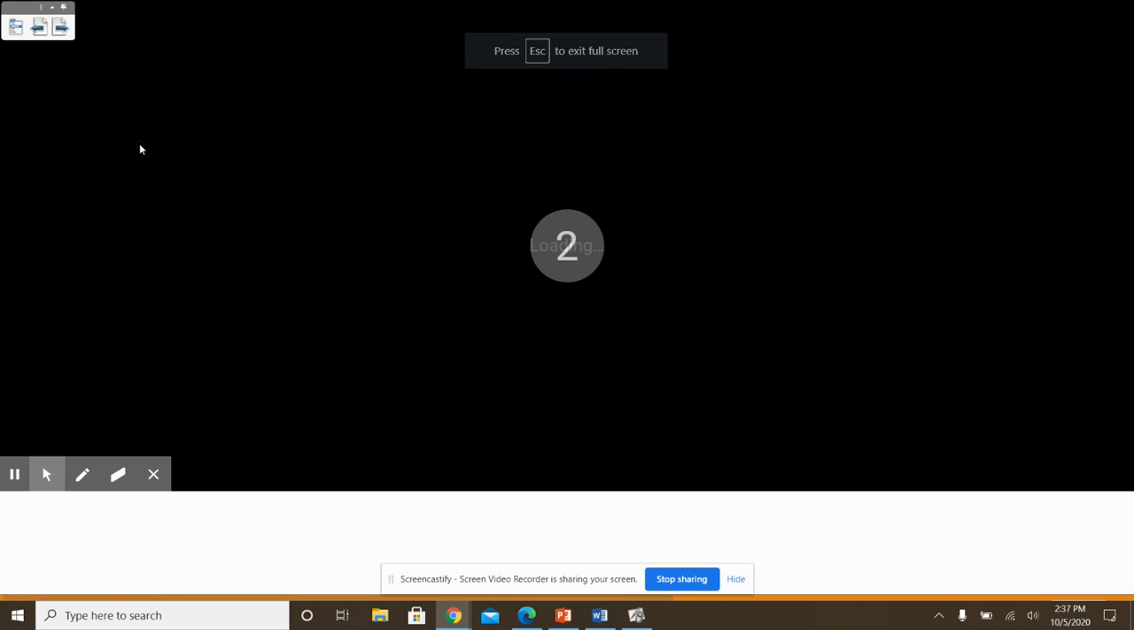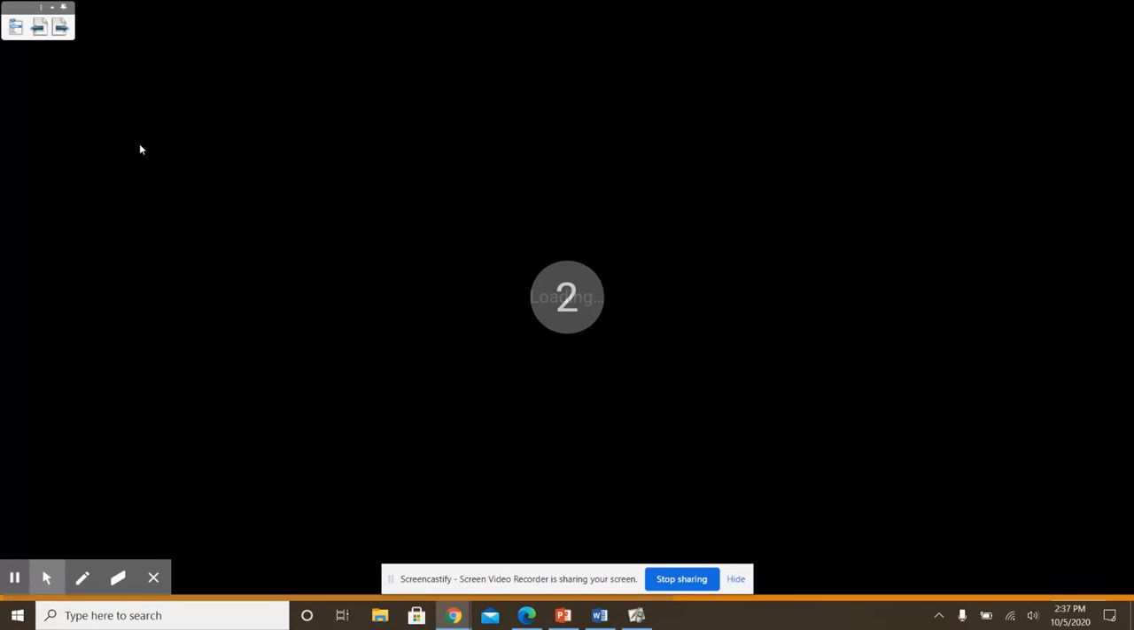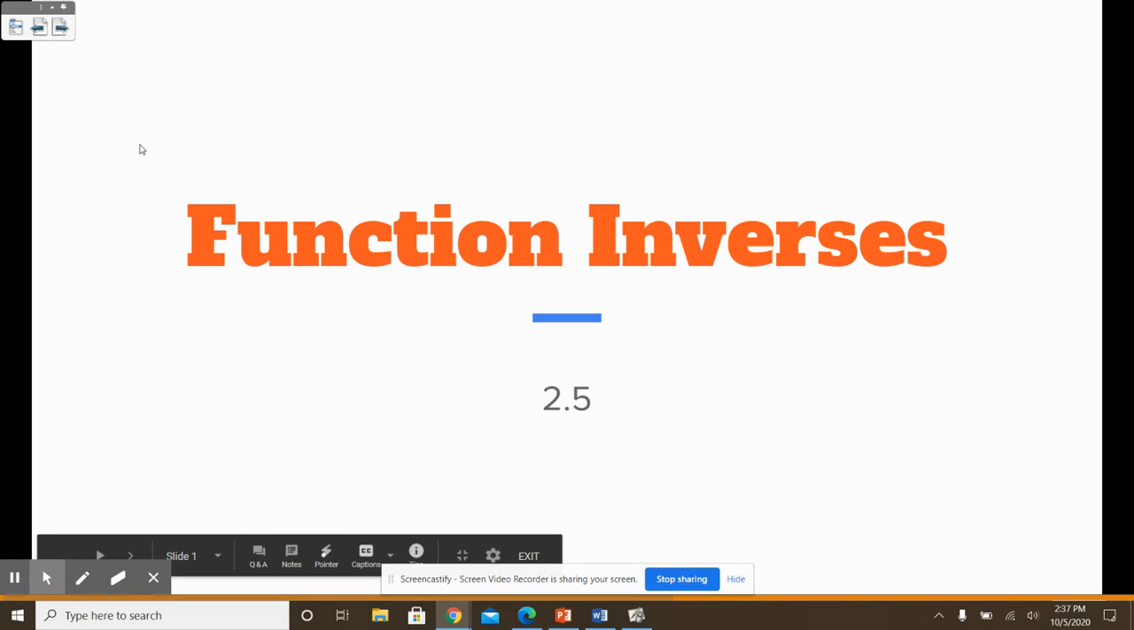Hello, everybody. Today we are going to be talking about, it's loading, function inverses. So this will be exciting.